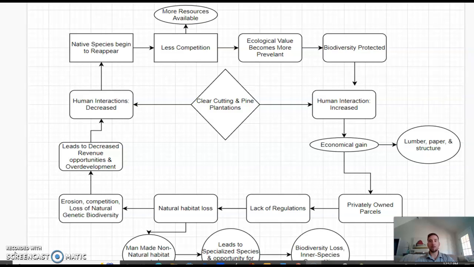But then that phases right back out: once we have this ecologically restored area, these private parcels and private companies come in and do the same thing. So it's a framework of natural repeat cycles, and we need to focus more on what the conservation side of this is going to be, and that's what we're going to be addressing later on throughout the topic.